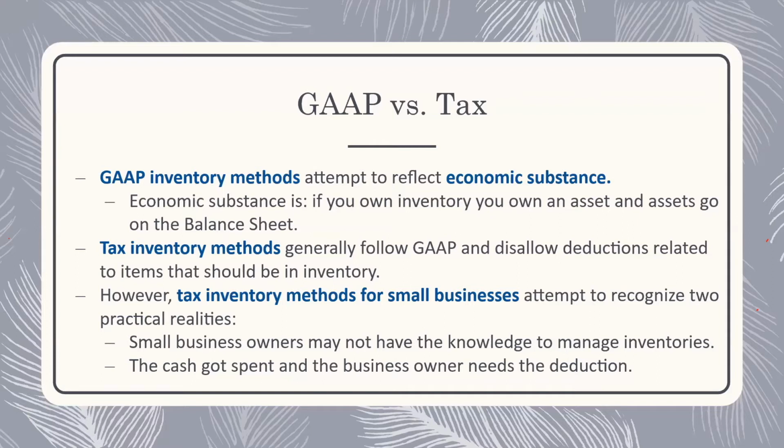Right? Also, small business people may not even know what's going on, and they just may not have the capacity to manage for inventory. And so tax policy is we're not going to make them, right? So that's where tax and GAAP separate, right? GAAP simply expects you hold to this high standard. Tax starts to incorporate reality. You can't necessarily afford it. You don't necessarily understand it.